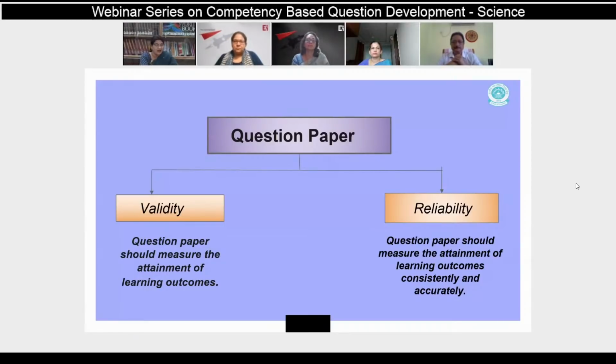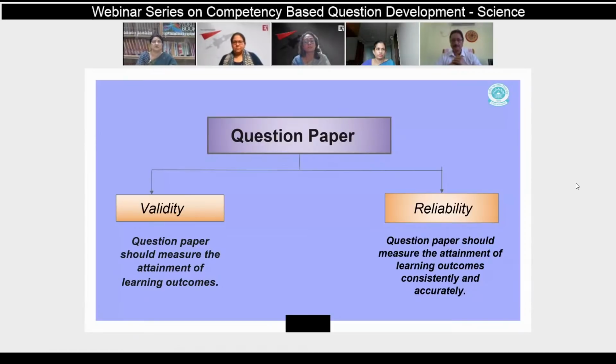Also, a valid paper should be able to distinguish between those students who have mastered a set of LOs from the curriculum and the students who have not been able to master this. Now, in terms of reliability, we are not concerned with the intent of the tool, with why that tool has been designed. We are rather interested in whether the test which is used produces reliable results, reliable data, reliable information over a period of time.